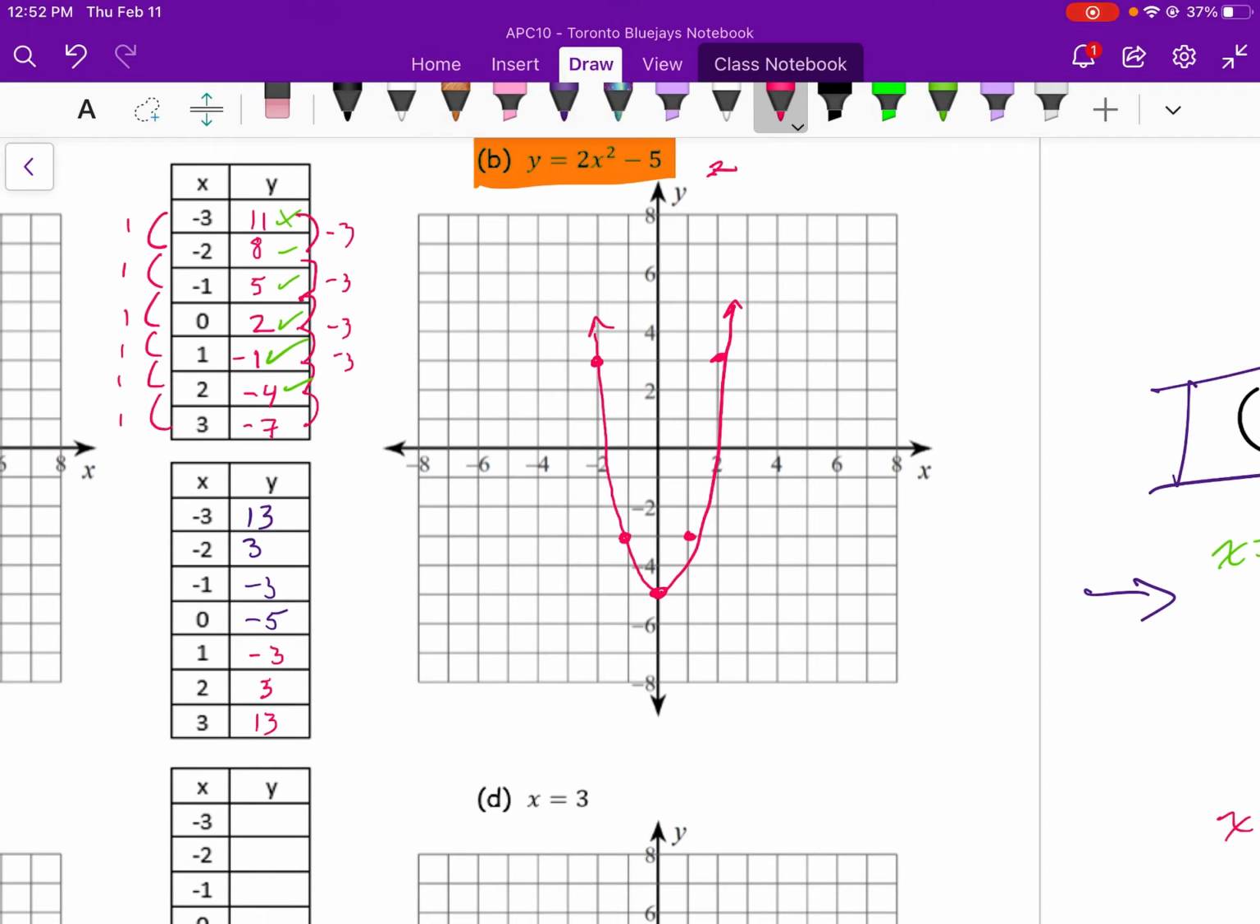Now, we can take a look. What gave it away that it's not a linear function? Well, it doesn't create a line.